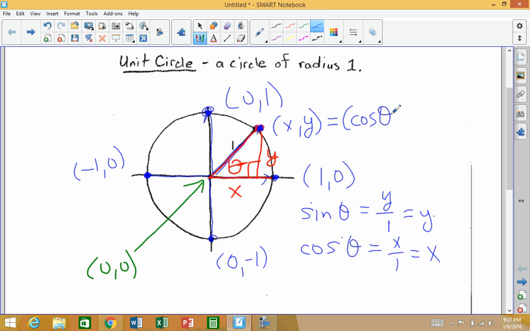The x-coordinate of any point on the unit circle is the cosine of the angle formed, and the y value will be the sine of theta.